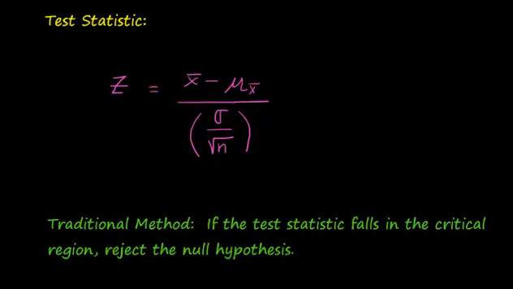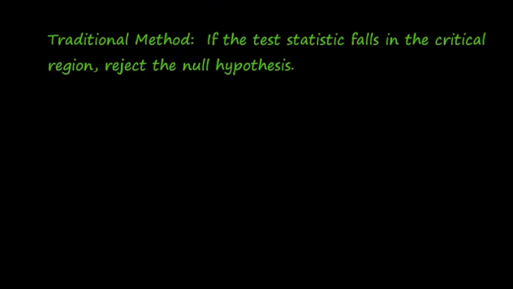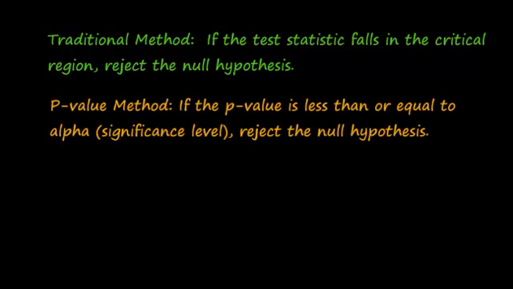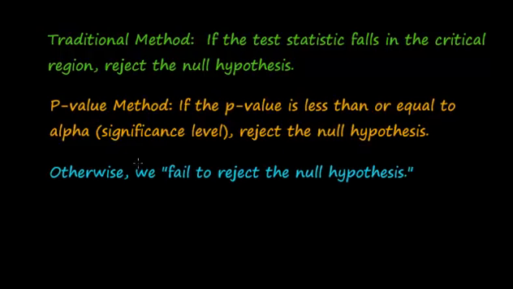So recall the traditional method requires that we look on our decision diagram, we look to see if the test statistic falls in the critical region. If it does, we reject the null hypothesis. Our second method is the p-value method. If the p-value is less than or equal to alpha, our significance level, we reject the null hypothesis. Otherwise, we write the words, we fail to reject the null hypothesis. Recall, those are our two choices with the decision: reject the null hypothesis or fail to reject the null hypothesis.